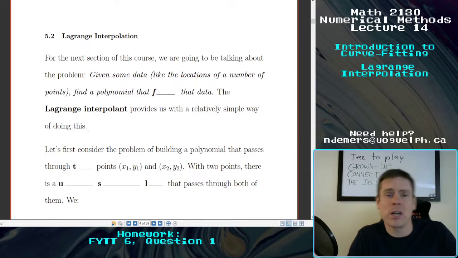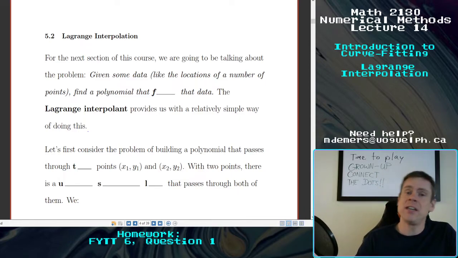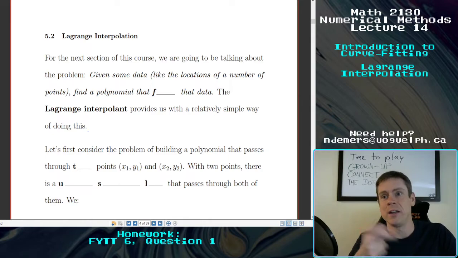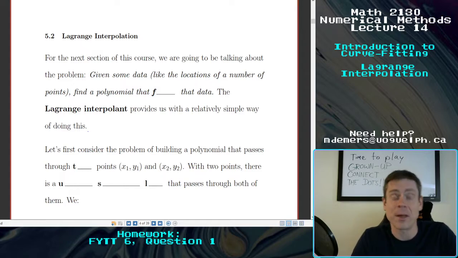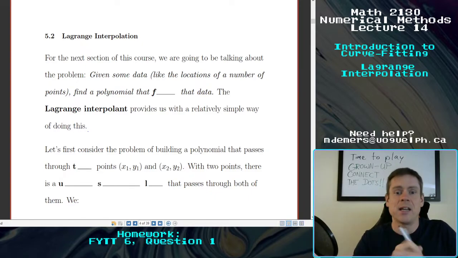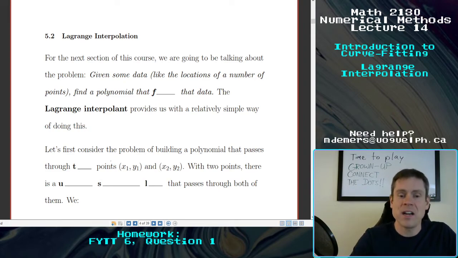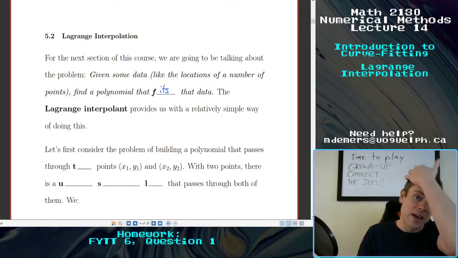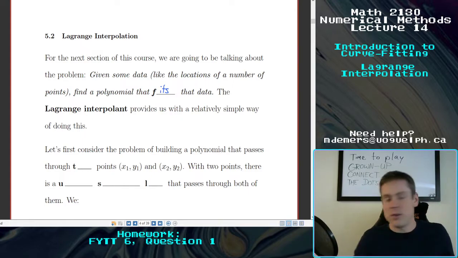Okay, the topic that we're going to center on for the rest of this lecture is an introduction to Lagrange Interpolation. After this, I think I'm going to do 2 other really short videos on how to code this and on issues with Lagrange Interpolation before we get into some other methods as well. So, the problem we're going to specifically center on here is, given some data, like the locations of a number of points, find a polynomial that fits that data. The Lagrange Interpolant gives us a pretty simple way of doing that. And I think it makes a lot of sense when you think about it.